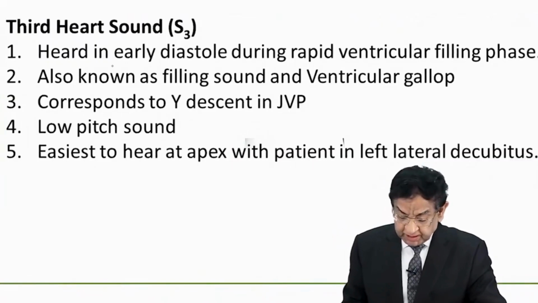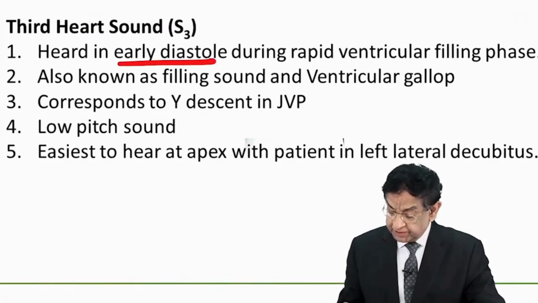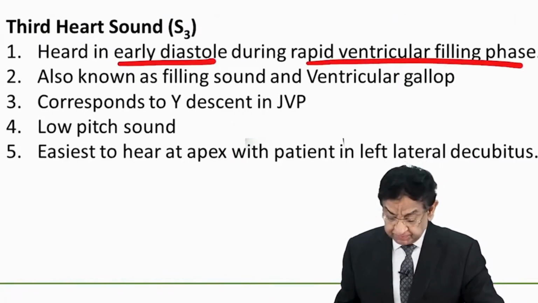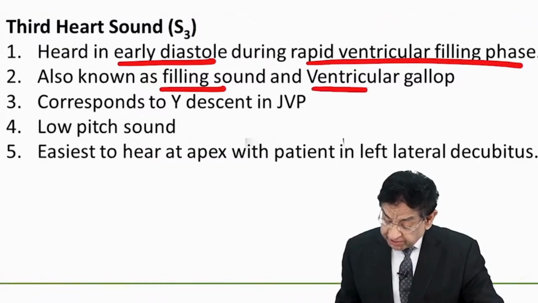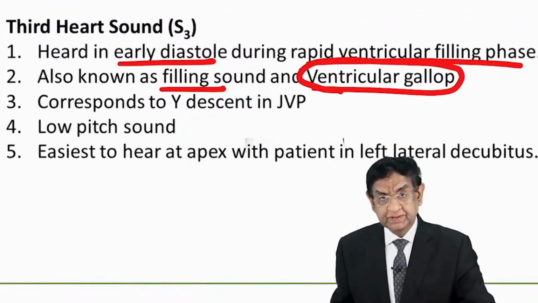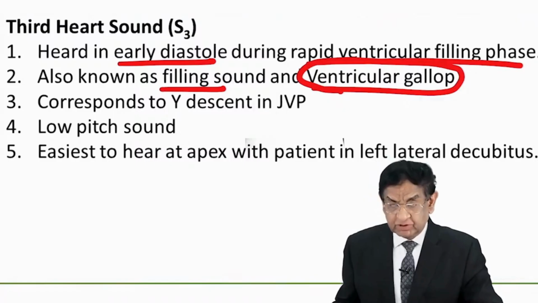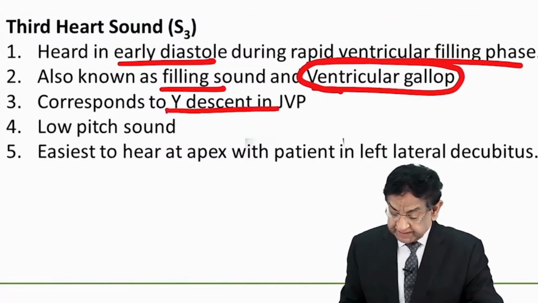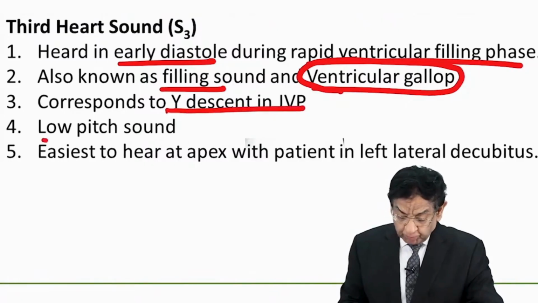The third sound is heard in the early diastole during the rapid ventricular filling phase. This you already have written also. This is also known as filling sound or ventricular gallop. This is a new word. Gallop. Ventricular gallop is a word and it has a special meaning which I'll be talking to you about. It corresponds to Y descent in JVP. It is a low pitch sound.